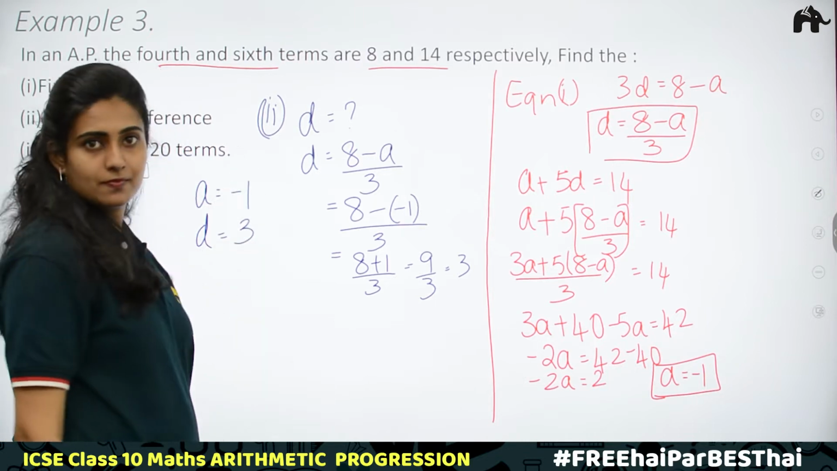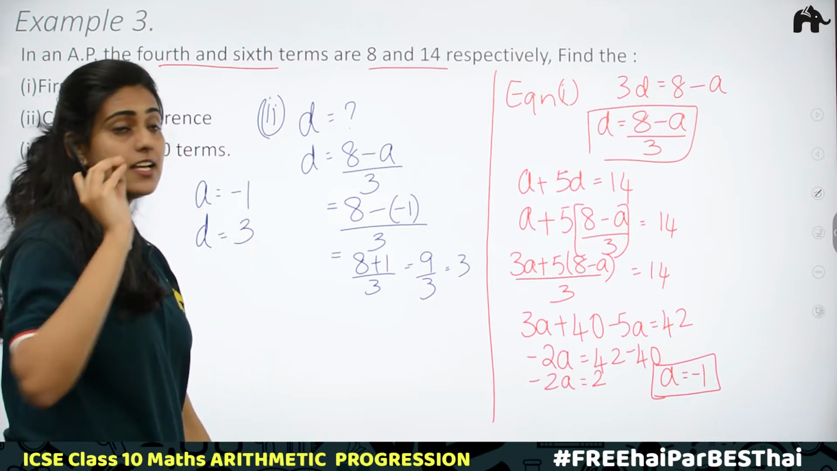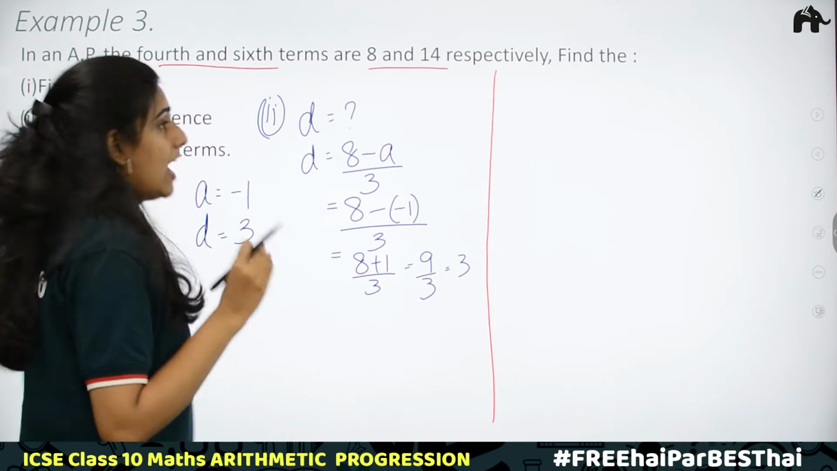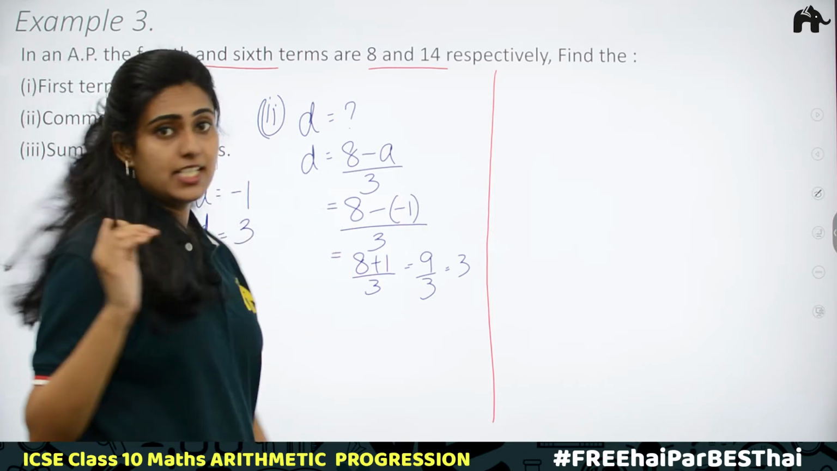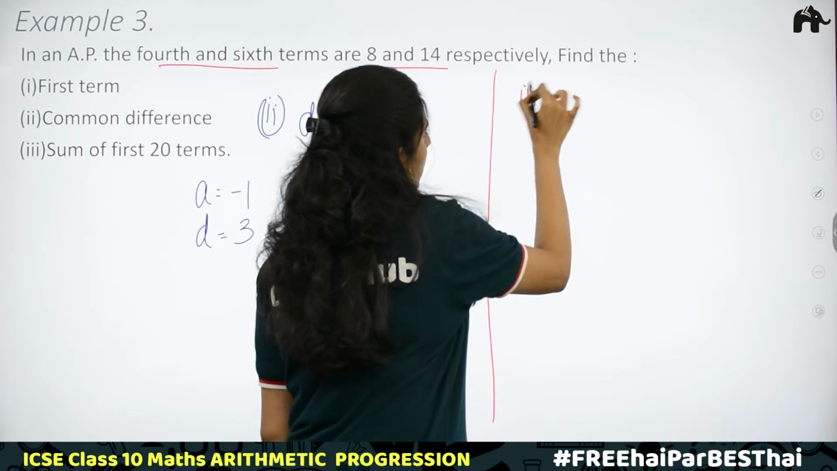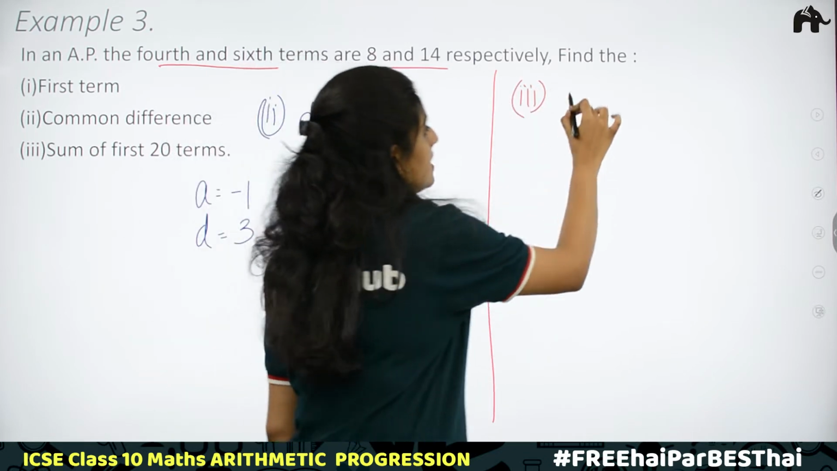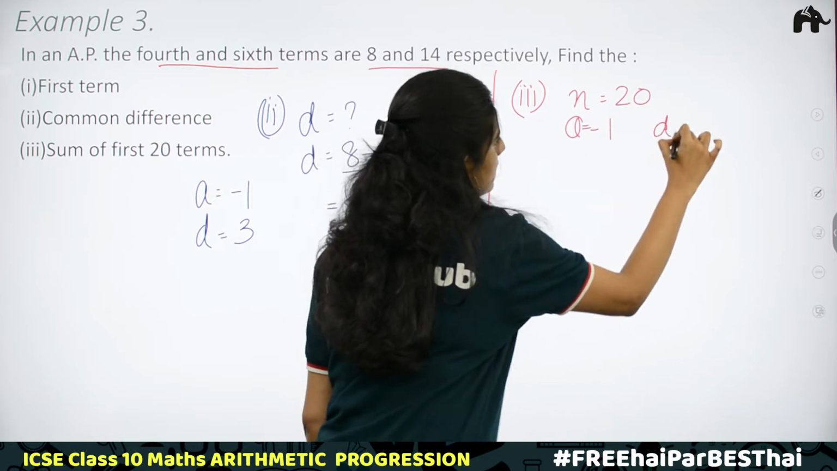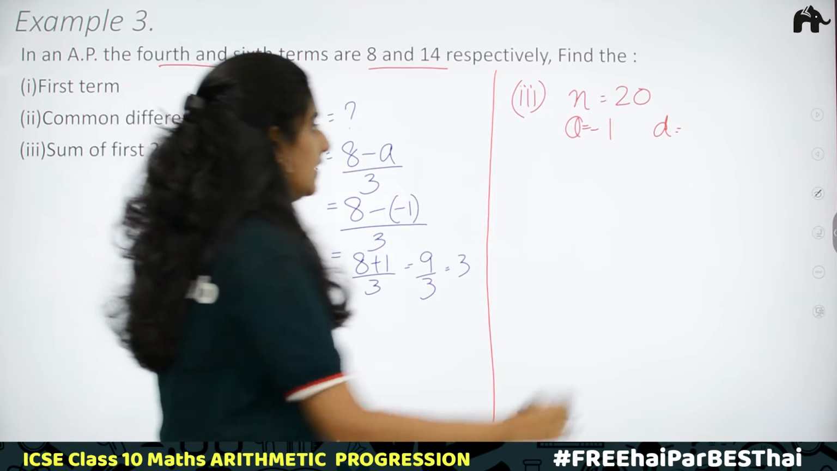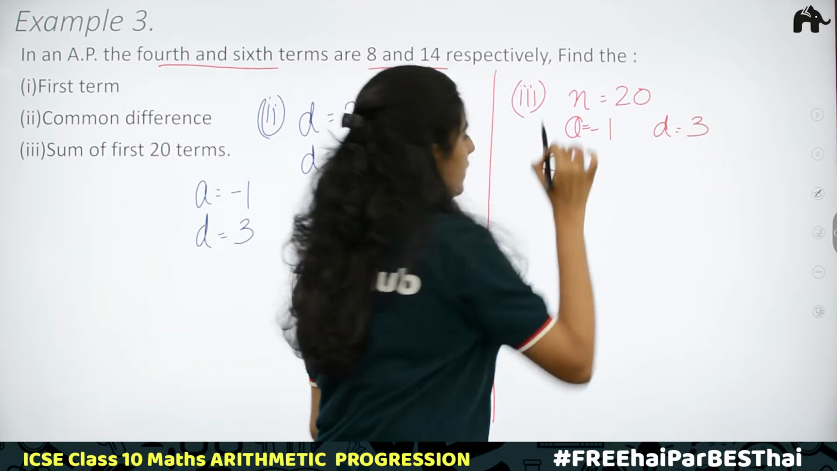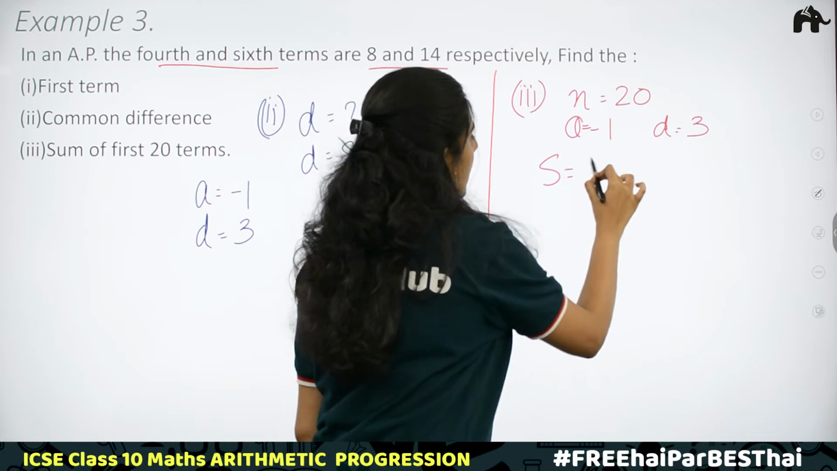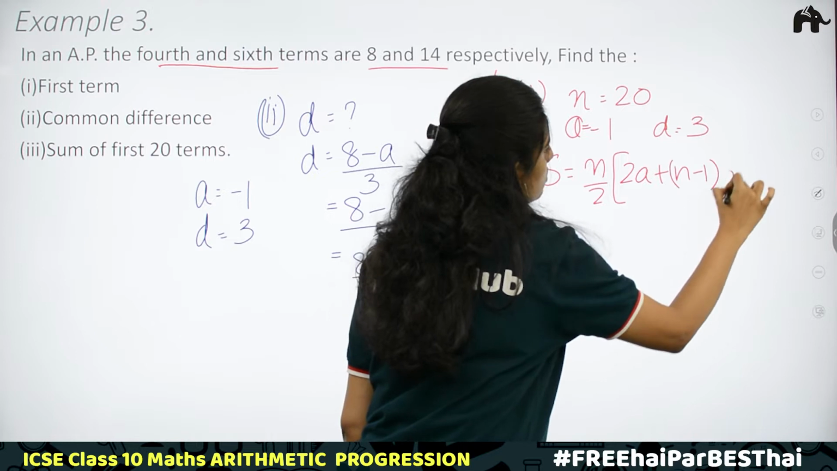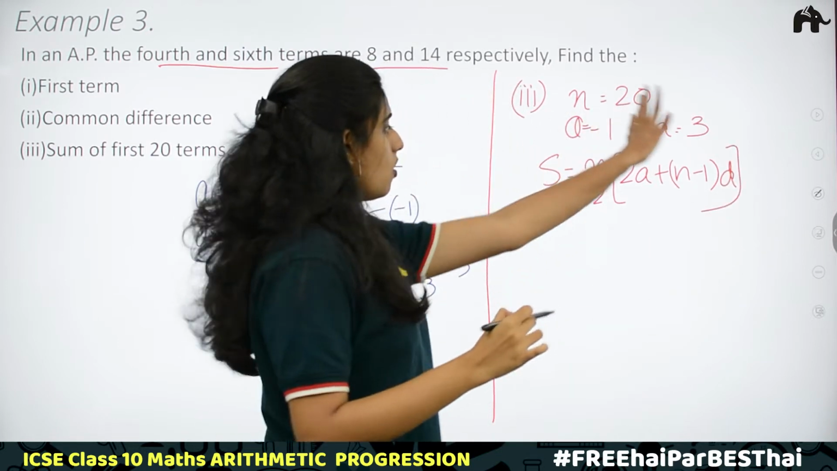Clear? This is how we can find the first term and the common difference. Now the third one, we have to find the sum of first 20 terms, which means n is equal to 20. We have A is equal to minus 1 and D is equal to plus 3. The sum of n terms, S is equal to n by 2 into 2A plus n minus 1 into D. Substitute the values. We know all values.